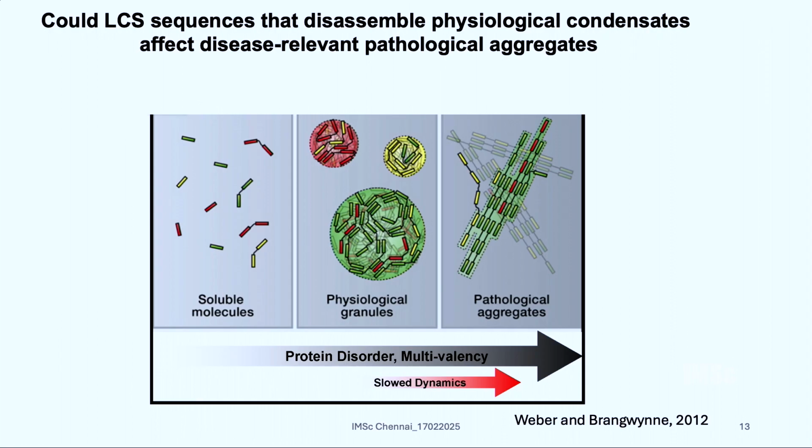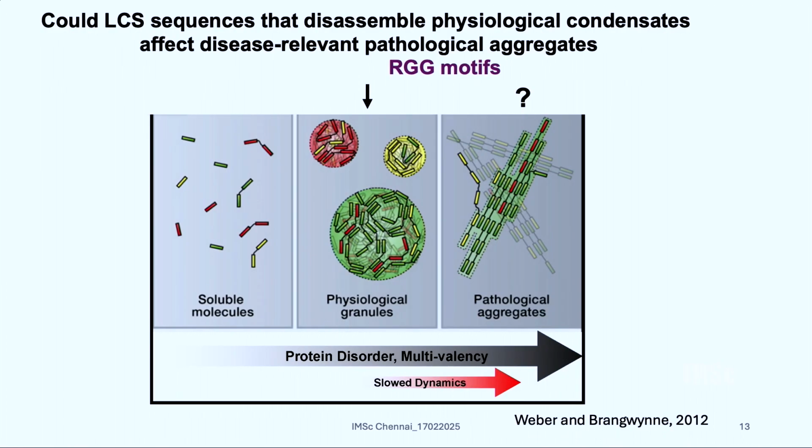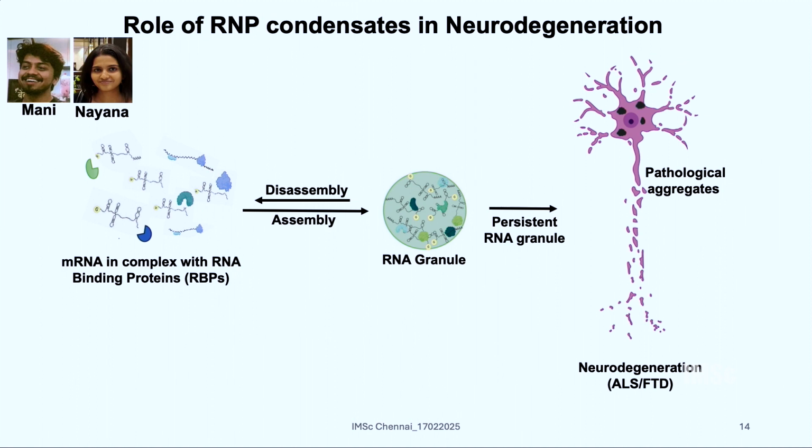So Raju's work allowed us to ask: could these same things which are involved in disassembly of physiological condensates, such as the RGG motifs, can they be involved in disassembly of pathological aggregates, such as, for example, those which are involved in neurodegenerative disorders? So that's when we started asking this question, which we have started doing in the past 2 to 3 years.